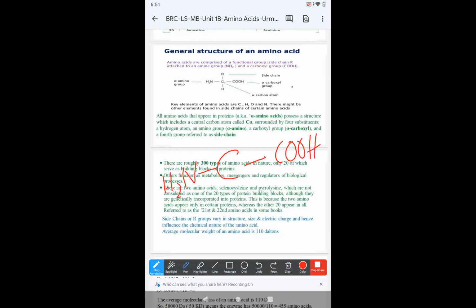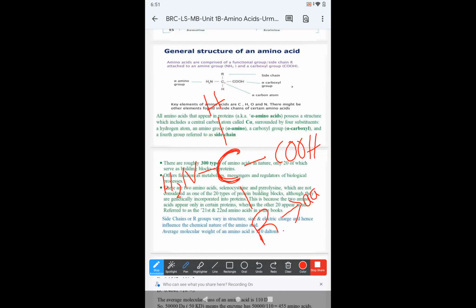Got it? And you know carbon has four valences, so carbon has four bonds. Another bond binds with the hydrogen. And the remaining bond binds with the side chain. This side chain determines the type of amino acid. The R group is the side chain.